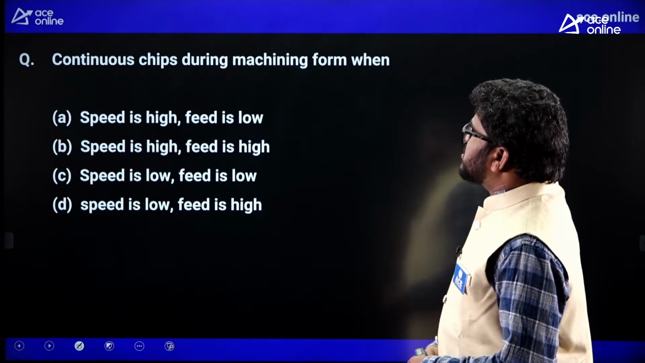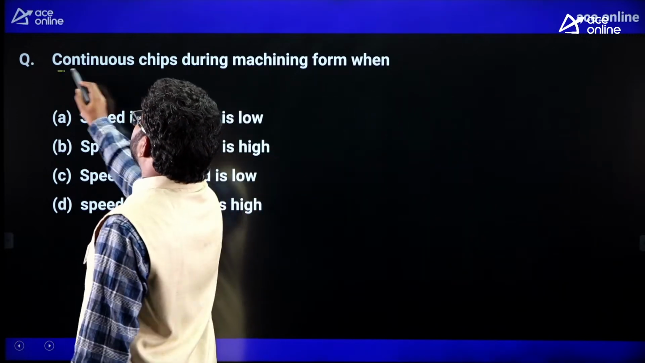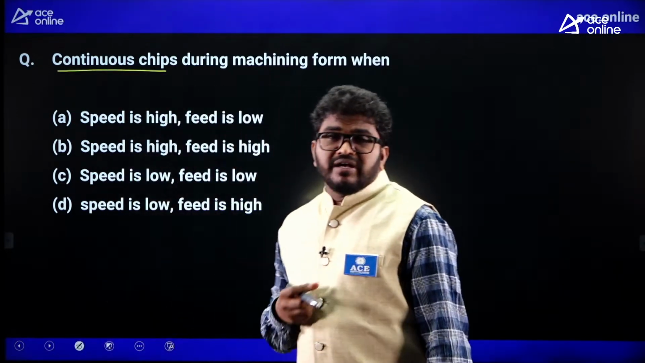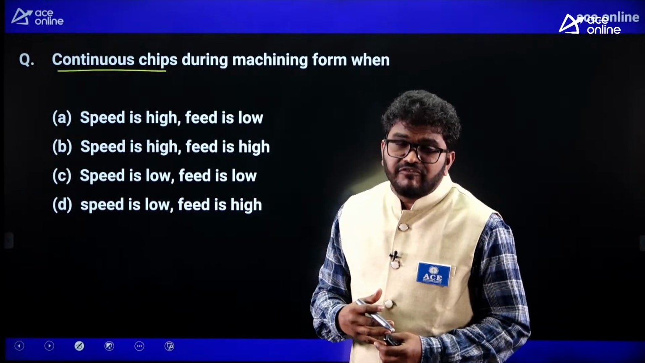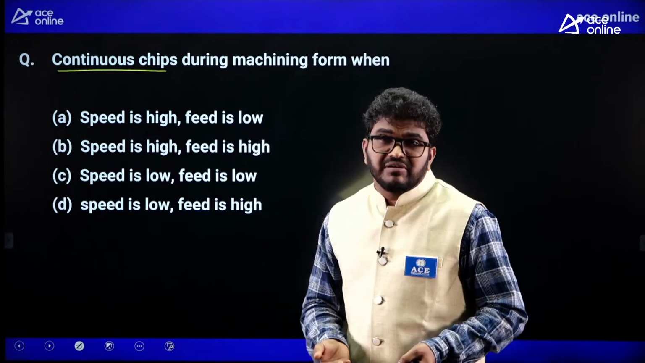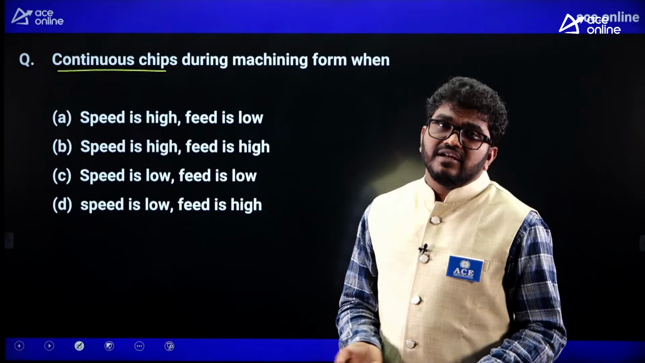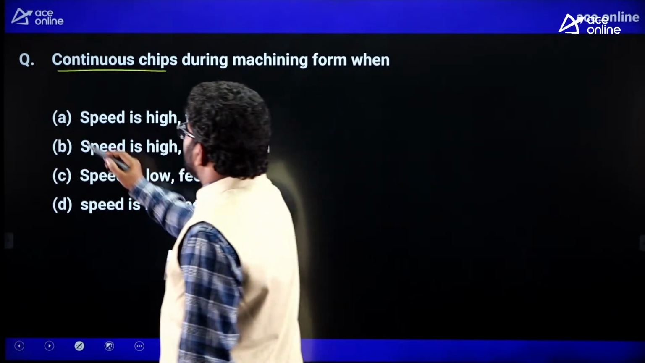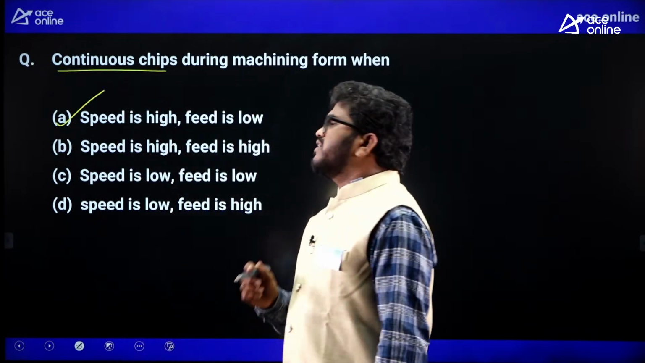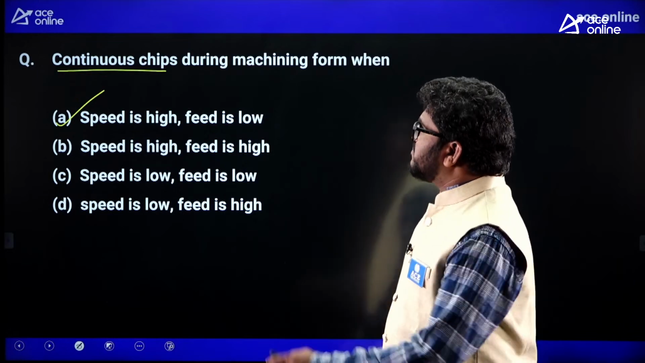Now, continuous chips during machining form when? If you want to get a continuous chip, it should be a ductile material. Speed is high, feed is low. If feed is high, it will break. The depth of cut should be low. Speed is high. It should be a ductile material. A good surface finish is also required. So the speed is high and feed is low. A is the correct answer for this question.